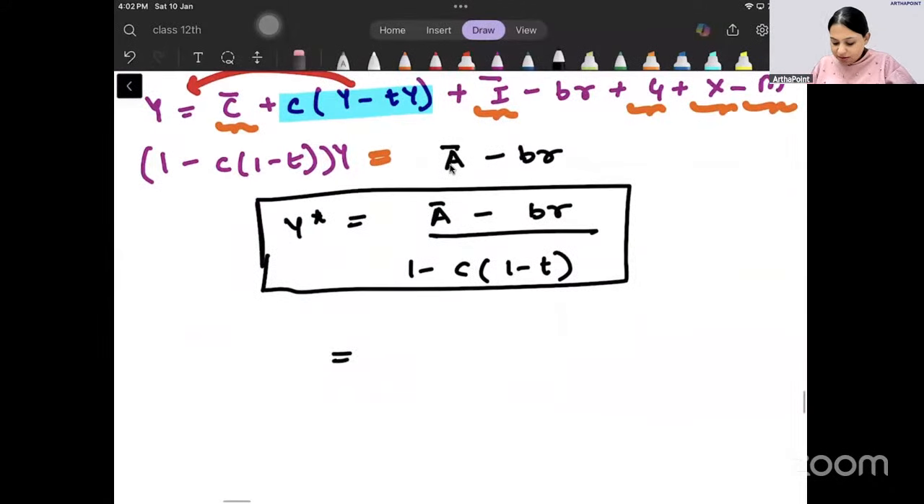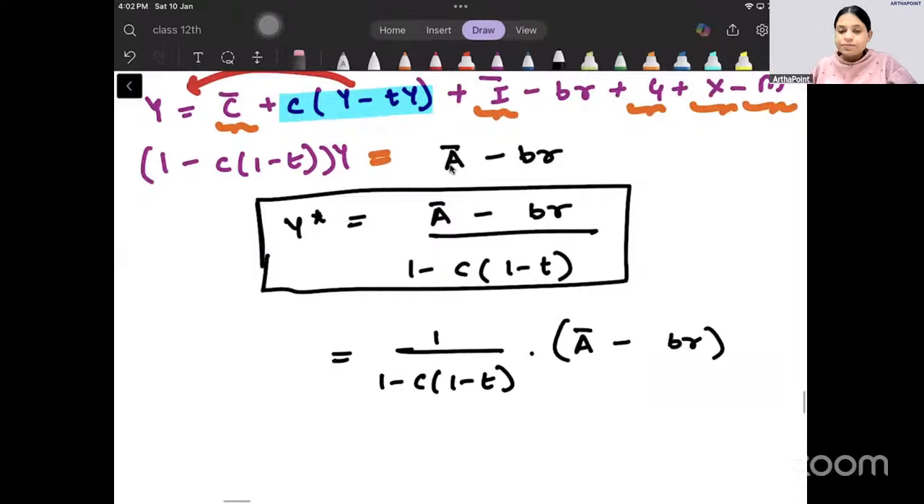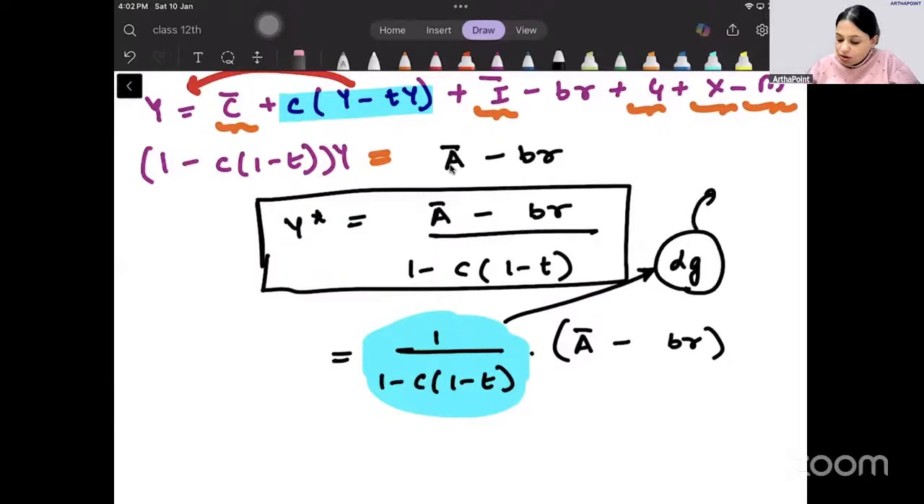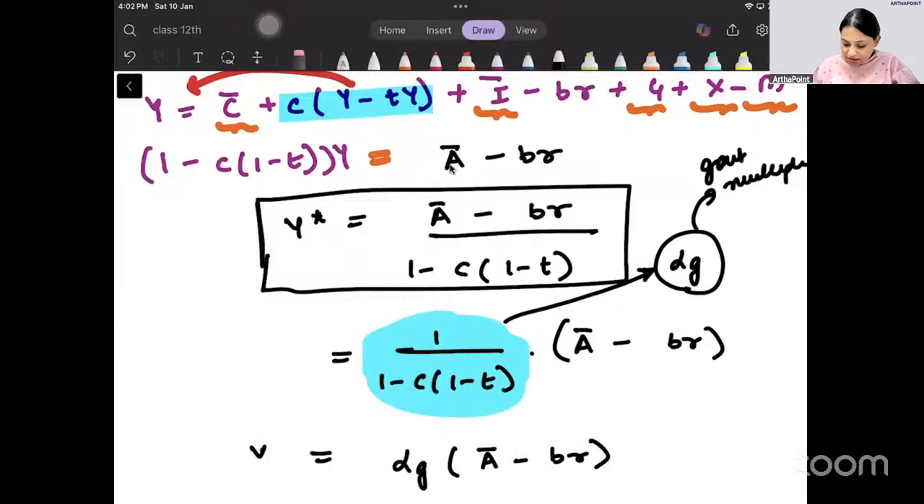So I can write it like this: 1 upon 1 minus c, 1 minus t, a bar minus br. And this was my initial multiplier, isn't it? That we did just some time back. So this is nothing but it's called alpha g. It is called the government multiplier. So this will be alpha g a bar minus br and this will be y star.